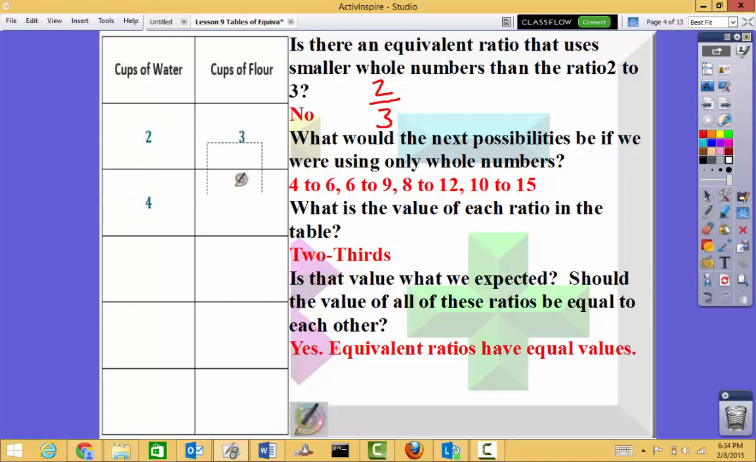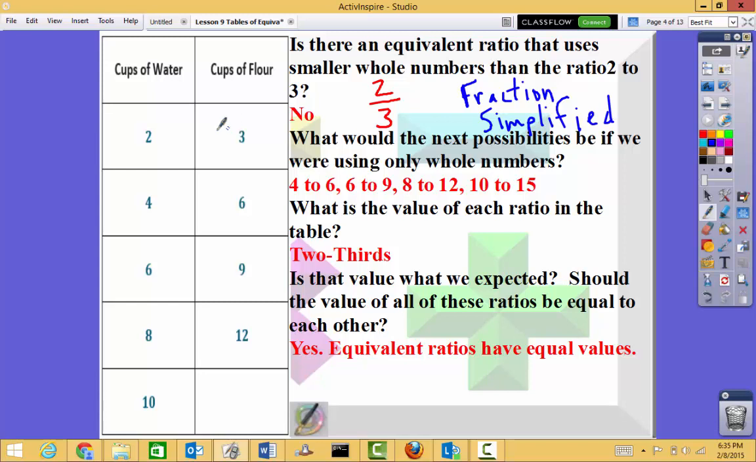Whenever I add 2, I have to add 3 cups flour. Add another 2 cups water. Have to add 3 cups flour to get that 9. 2 cups water. Adding 3 cups flour to that 9 to give me 12. Adding 2 cups water. I have to add 3 to get that mystery number here. I want you to notice, what is the value of all of these? Remember, value is a fraction ratio in simplest form. So it's a fraction simplified.